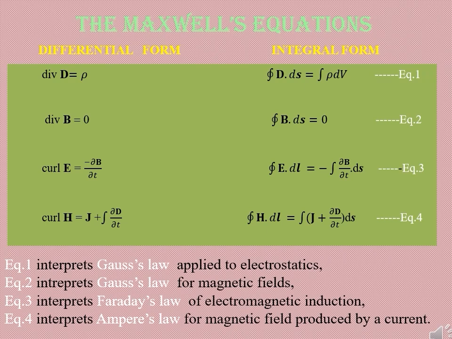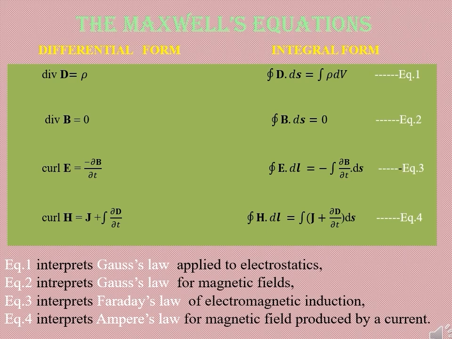Both the differential and integral form of equation 1 interpret Gauss's law applied to electrostatics. Accordingly, it is divergence D is equal to rho, and closed integral of D dot ds is equal to integral of rho dV. Equation 2 interprets Gauss's law for magnetic fields, that is, divergence B is equal to 0 and closed integral of B dot ds is equal to 0.